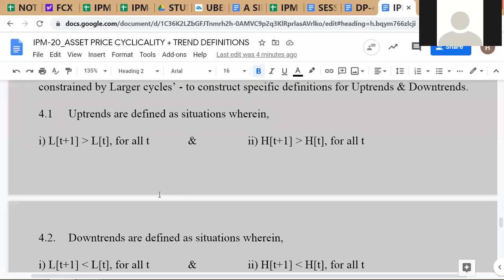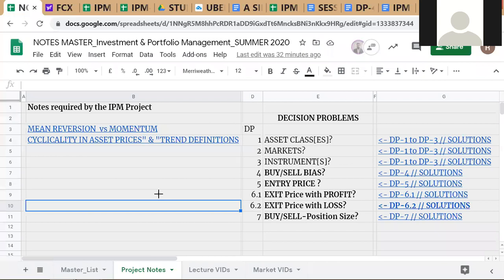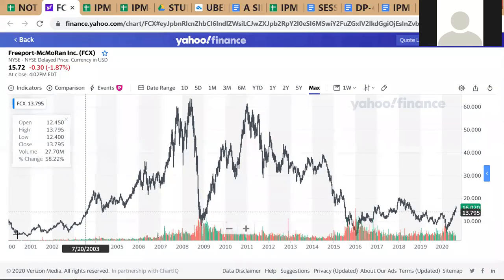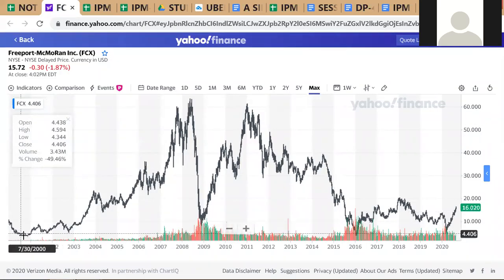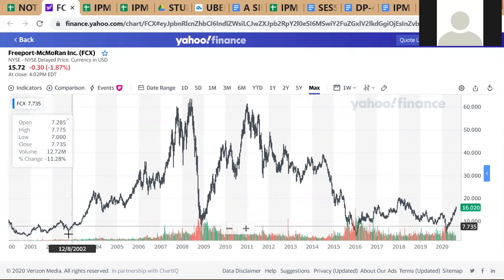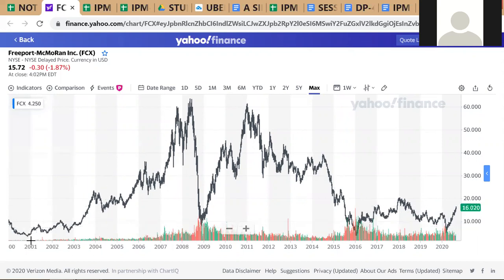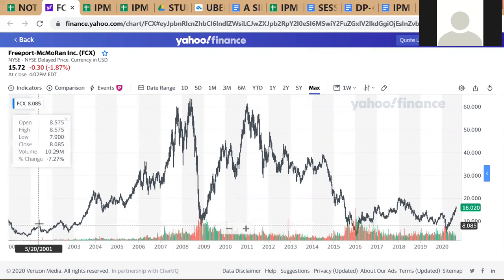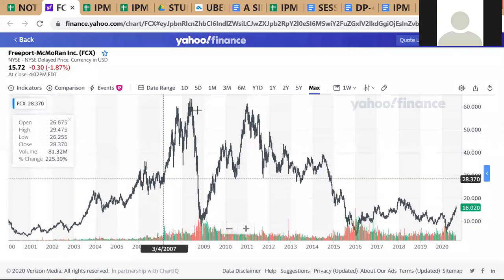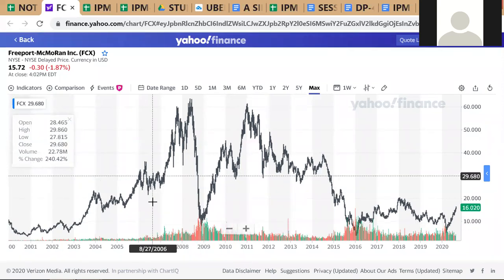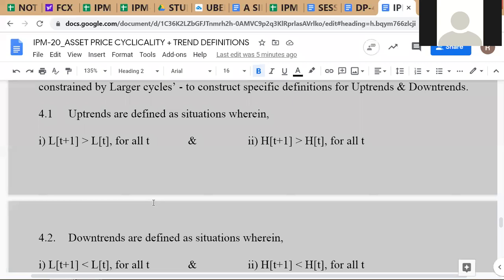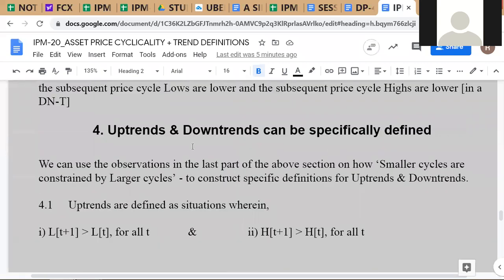All this is saying, in a very mathematical way of writing it, is that in an uptrend you have higher highs. All the subsequent highs are higher, and the subsequent lows are also higher. That's how you get an uptrend, and that's the definition of an uptrend. So here we are specifically defining uptrends and downtrends. Very simple.